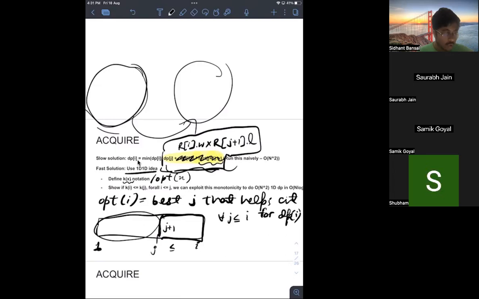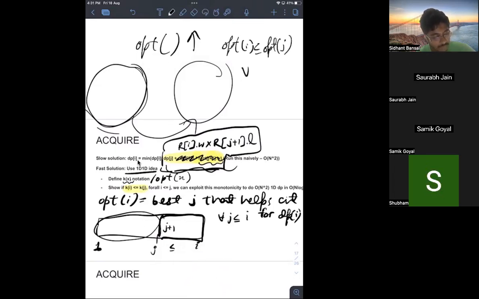And we'll show that quadrangle is satisfied in this particular question. And since quadrangle is satisfied, you get this. That is, opt function is increasing in nature, or if you want to write it formally, opt i less than equal opt j for all i less than equal j, which is basically written here. And once we get this property, then we can show that we can actually do these kind of DPs faster than n square.